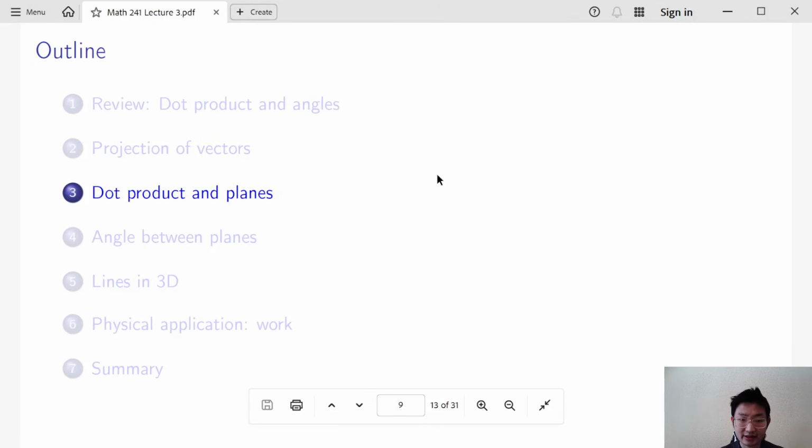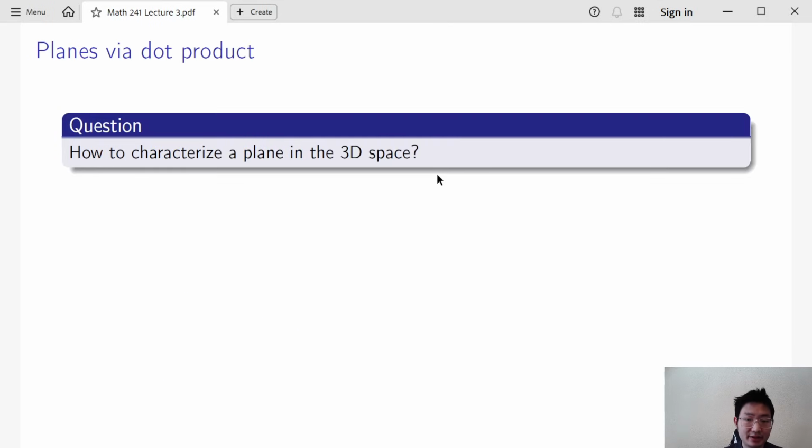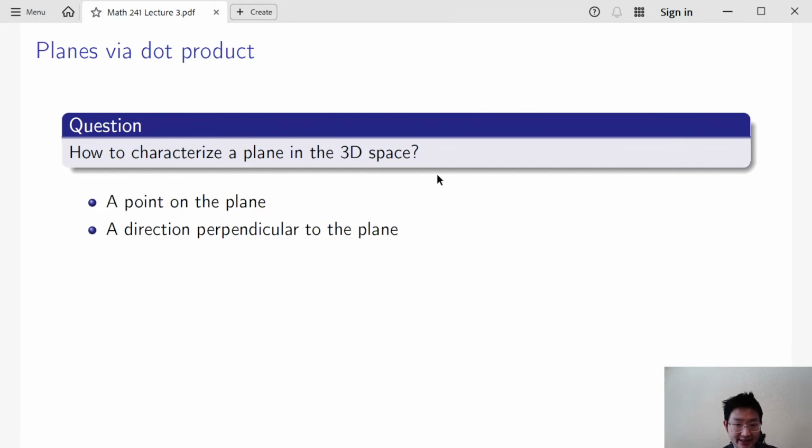The dot product can also be used to characterize a plane in 3D space. Suppose we have a plane in 3D space. We can characterize it using a point on the plane and the direction perpendicular to the plane. If we have 2 points on the plane, then the vector from one point to the other is perpendicular to our fixed direction here. Remember that 2 vectors are perpendicular to each other if and only if their dot product is equal to 0.